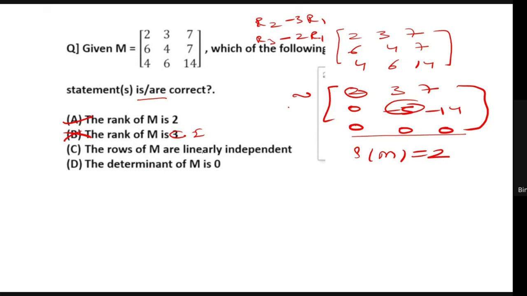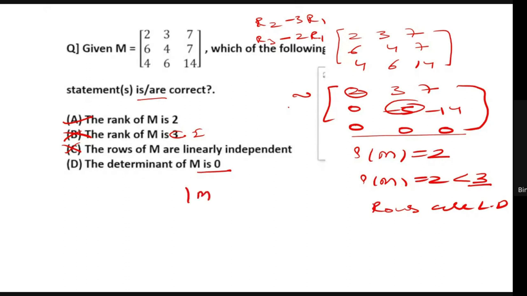The rows of M are linearly independent. Now you can see rank of M equals 2, which is less than 3. It means rows are LD, linearly dependent. So the C option is also incorrect. The determinant of M equals 0. Now you can see the rank of M is not 3. So the determinant of M will be 0. So option D is correct. The answer will be A and D.